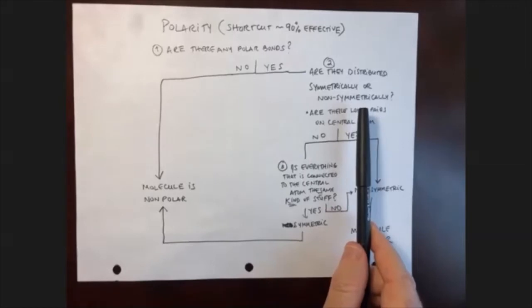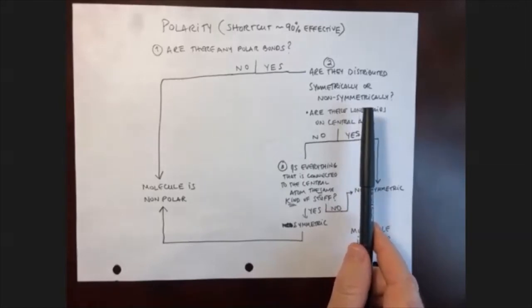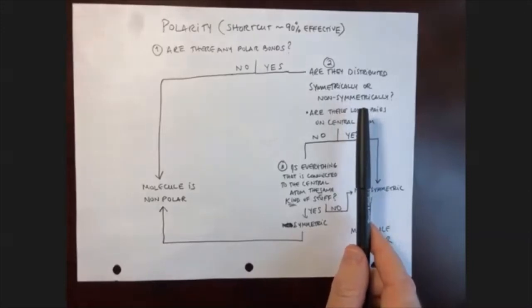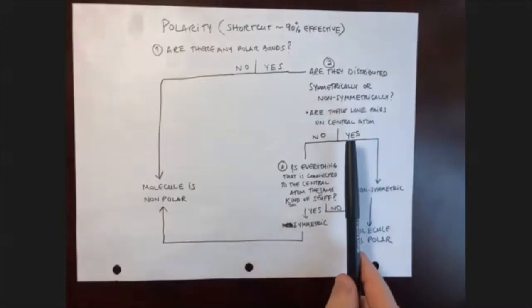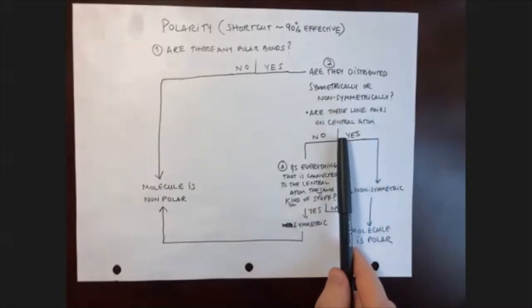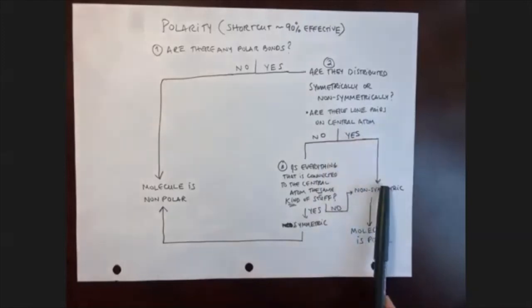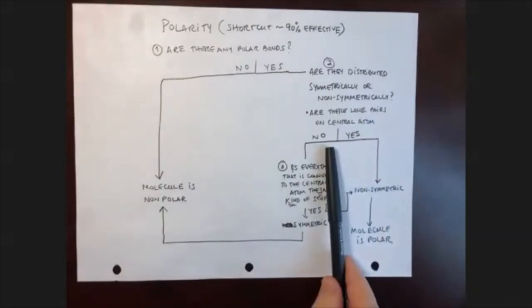But since I don't have a three-dimensional thing and my brain might not have the capacity to visualize three-dimensional shapes on a flat piece of paper, I'm going to take a shortcut. I'm going to ask, are there lone pairs on the central atom? If the answer is yes, I'm going to say no, they're not symmetric. If the answer is no, I'm going to ask another question.